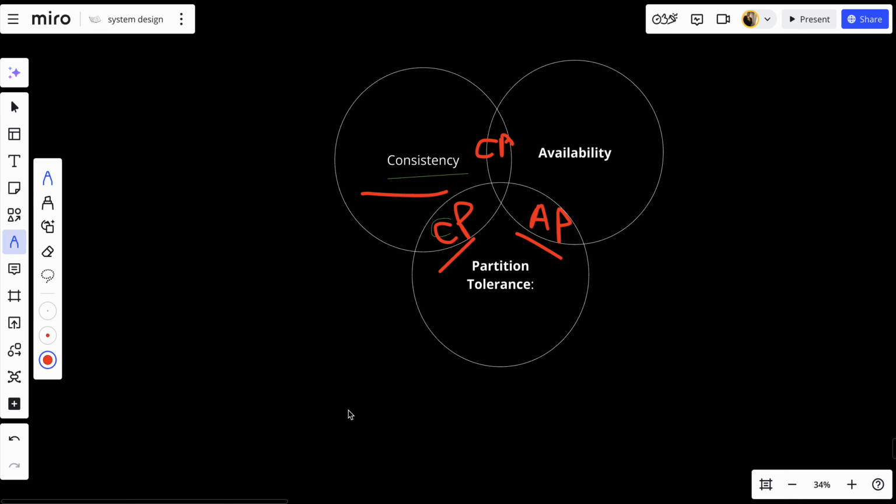So the choice between consistency and availability depends on your use case. For example, financial systems tend to favor consistency to prevent incorrect transactions, while social networks tend to favor availability to ensure users can always post and view content, even if the data isn't perfectly up to date. So yeah, that's it for the CAP theorem.